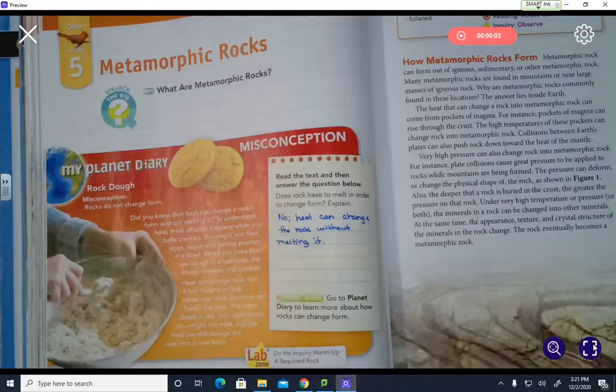All right, guys, so today on top of doing the metamorphic review sheet, you guys are going to check over your answers in your book that you should have already submitted to me. So let's review those answers.